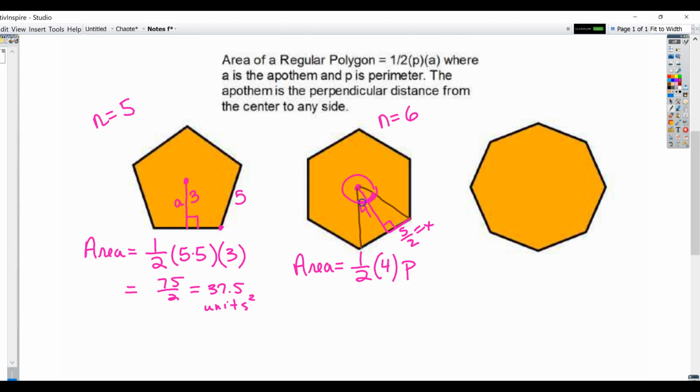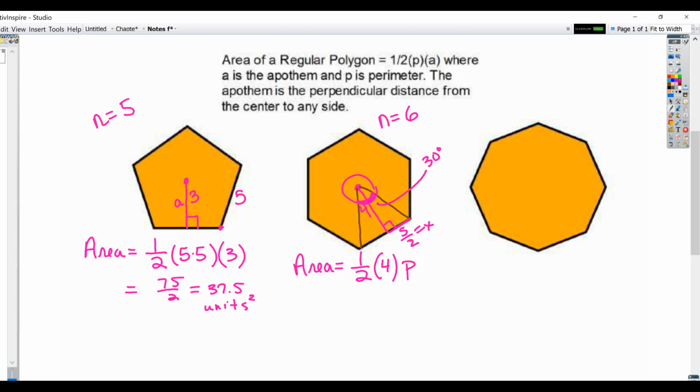Y'all have to really watch what I'm doing here, okay? So there's 6 of those that are equal in size, equal in measure. So if I divide 360 by 6, it's going to give me 60, but then, yes, you have to divide it by 2 always because that is an angle that's being bisected when we drop the apothem here. So the angle measure is going to be what? 30. That's the most important thing to understand. The angle here is 30 degrees.